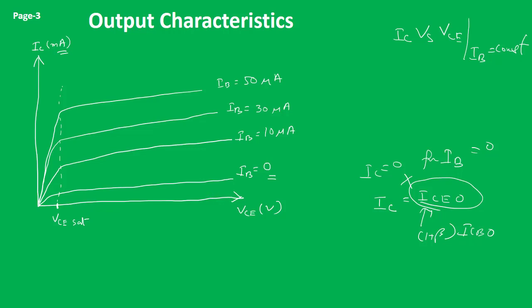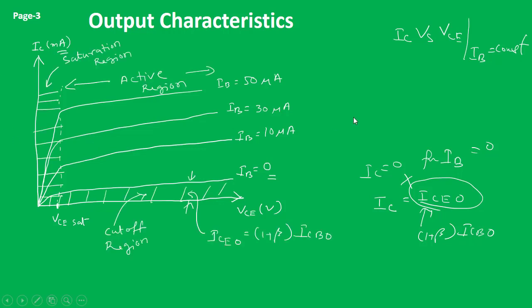Now if we analyze the different regions, we find this is the saturation region, and we denote this as VCE sat, the saturation voltage. After this, the transistor current is going towards saturation. So this is called the saturation region. Now this is our active region. In the active region, we know that the emitter base junction JE is forward biased and JC is reverse biased.